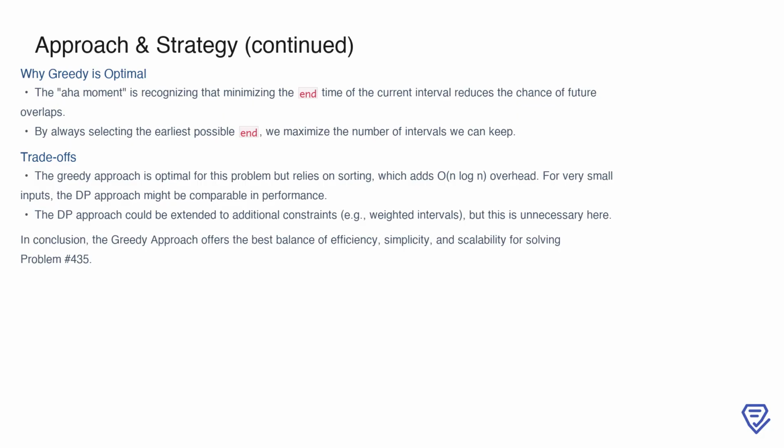Although the dynamic programming approach may be comparable for very small inputs, it introduces unnecessary complexity and slower performance for larger datasets. Additionally, while DP might be useful for problems with added constraints, such as weighted intervals, those extensions are not relevant here. In conclusion, the greedy approach strikes the perfect balance between simplicity and efficiency, making it the ideal choice for solving problem number 435.